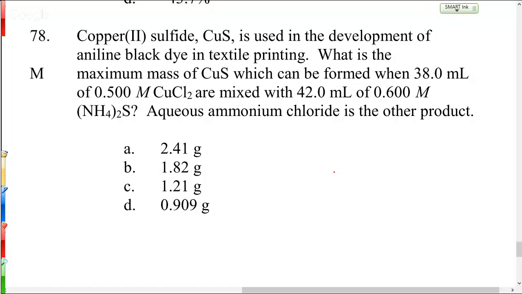So remember, you're going to need to find moles of each, and then determine if one of these is a limiting reactant, and then figure out how much product you're going to get.